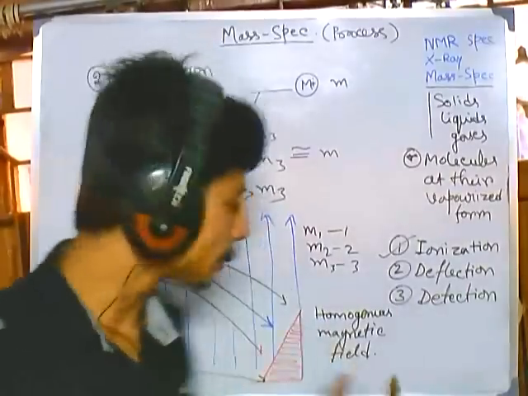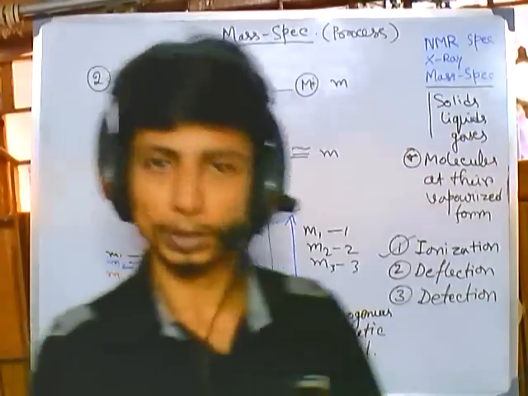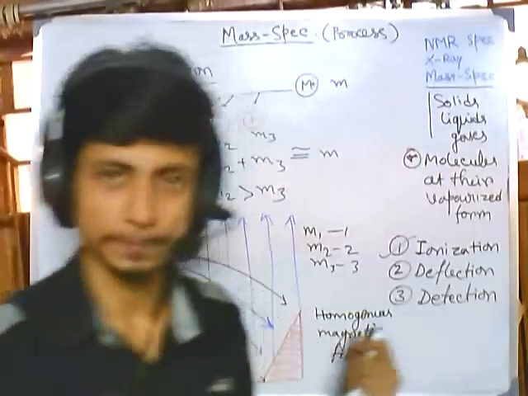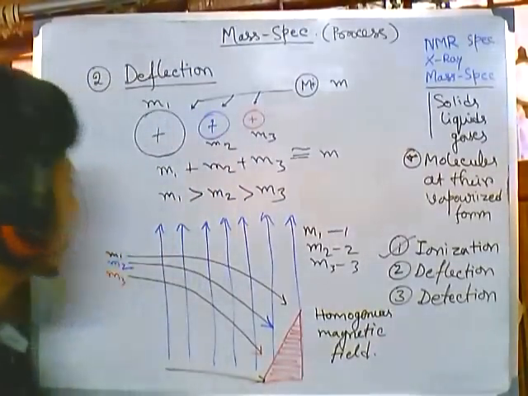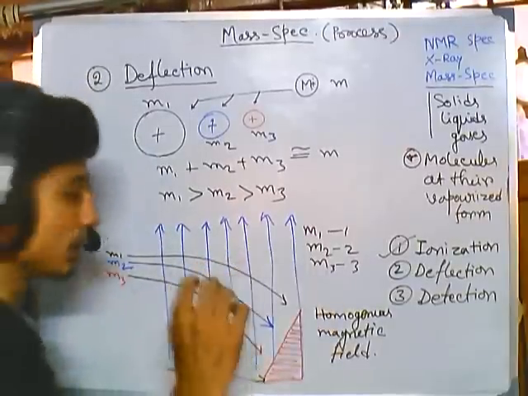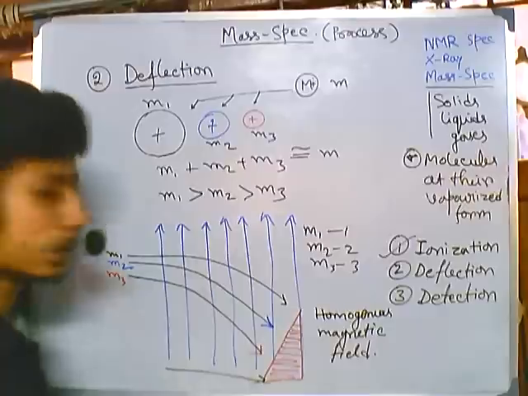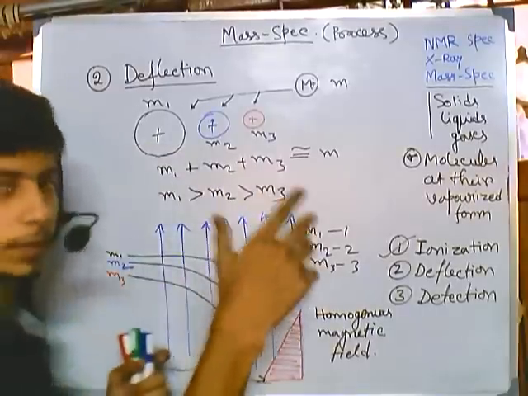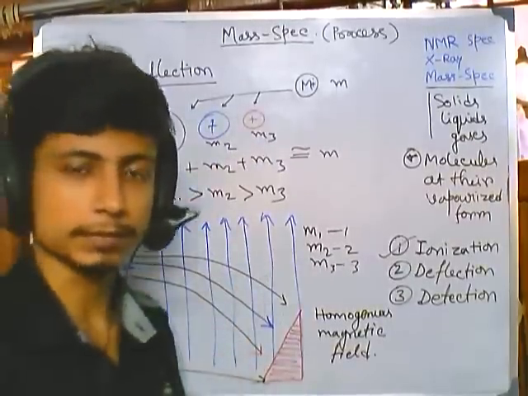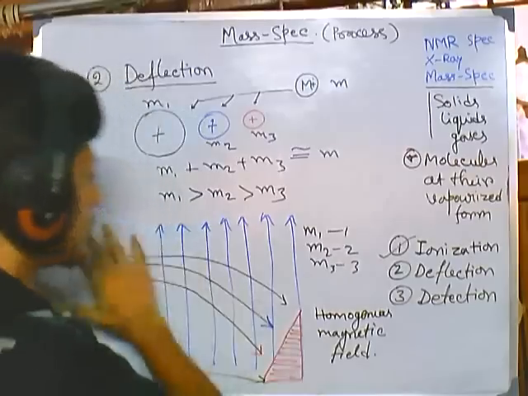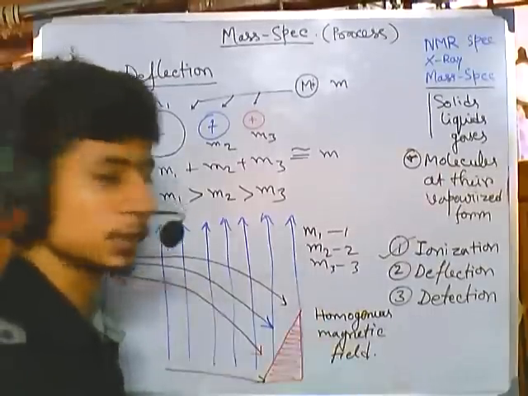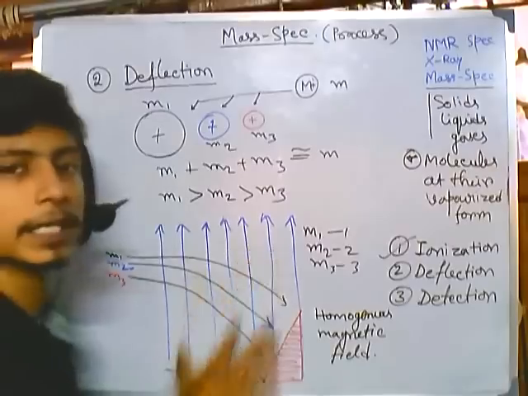Now remember, I've told you that a homogeneous magnetic field is important for the proper movement and to give the order. But also, we can change the magnetic field. Yes, we can change it, but not in the middle of the experiment. Suppose we are just turning this on, and after a while, while M1, M2, M3 fragment ions are moving, we change it. We can't do this. Suppose we run it once, then everything is stopped. Then we need to restart this machine, and then we can change this magnetic field.